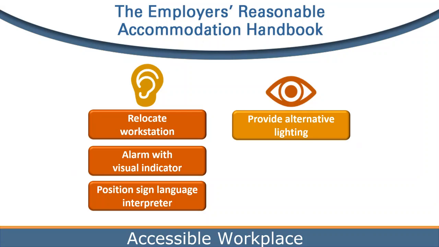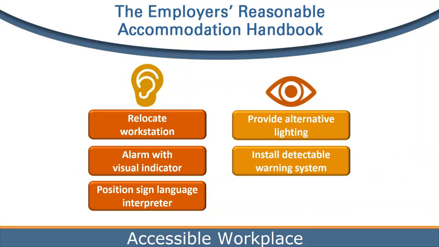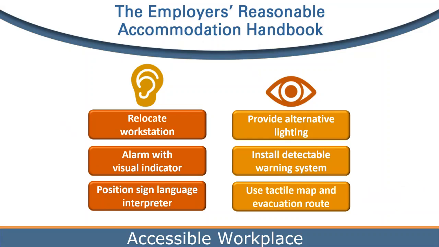An employer could install detectable warning systems in key areas of the common routes traveled in the workplace, as well as adding texture and contrasting colors to stairs. An employer could install a tactile map of the workplace, landmarks, and evacuation routes. Dustin, I've also known workplaces to assign a partner or a buddy as a part of an evacuation plan.